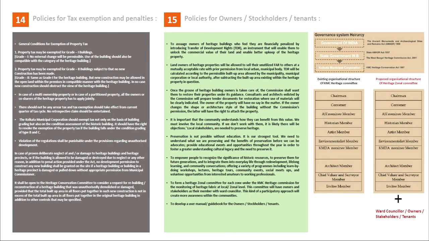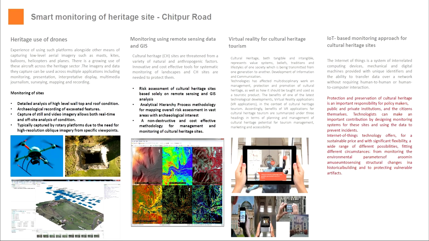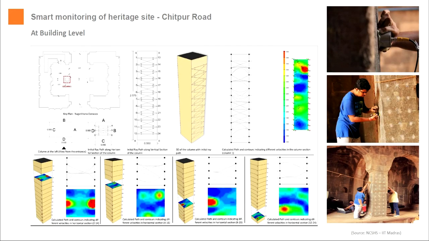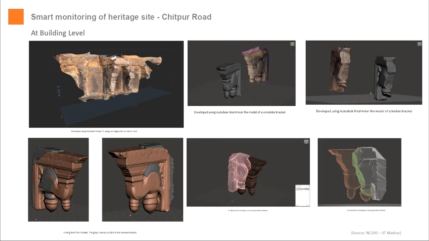Policies for tax exemption and penalties, policies for owners, stakeholders and tenants, proposed organizational structure of Heritage Zonal Committee, smart monitoring of heritage site Chitpur Road, heritage use of drones, monitoring using remote sensing data and GIS, virtual reality for cultural heritage tourism, IoT based monitoring approach for cultural heritage sites, smart monitoring and assessment at building level, structural system, material characterization using NDT test, use of tomography, infrared surface testing, etc. Use of software to create building module and architectural features.